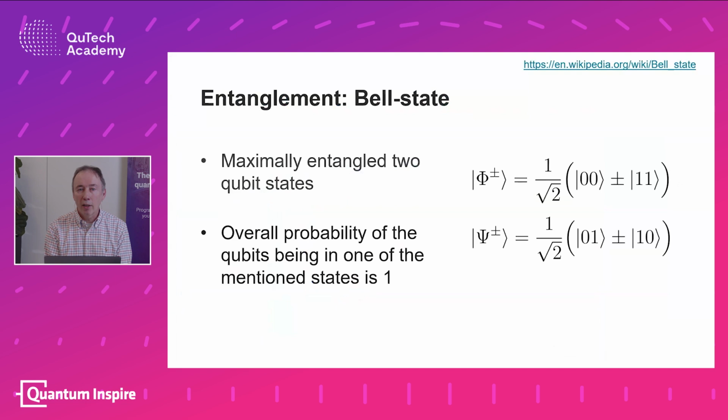Yeah, this is all about entanglement, one of the last major aspects of a quantum computer. And in this case, we create a Bell state, which is a maximally entangled 2 qubit state. Of course, the overall probability of the qubits being in one of the states is always 1 in total. And you can actually create 4 Bell states. You see on the right, the phi plus and minus and the psi plus and minus, which is a different combination of the different states of the qubits, as you can see. And I put a link on the top to Wikipedia where you can read more about the Bell states, which is also available in the knowledge base on Quantum Inspire.